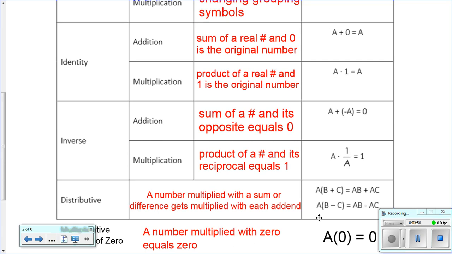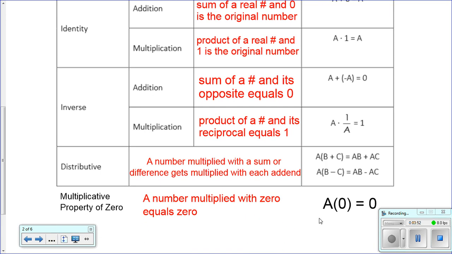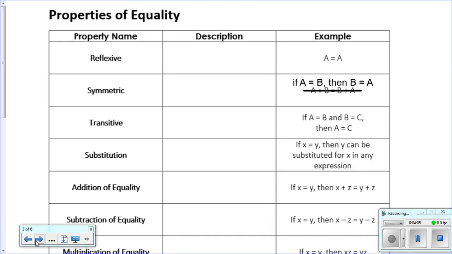Okay? So if you missed something, sorry, I don't know why I'm moving up and down. If you missed something, feel free to pause the video, rewind it, make sure you get it all down. This all should be filled in. And yeah, let's go on to the properties of equality. This stuff is probably new to you, okay?